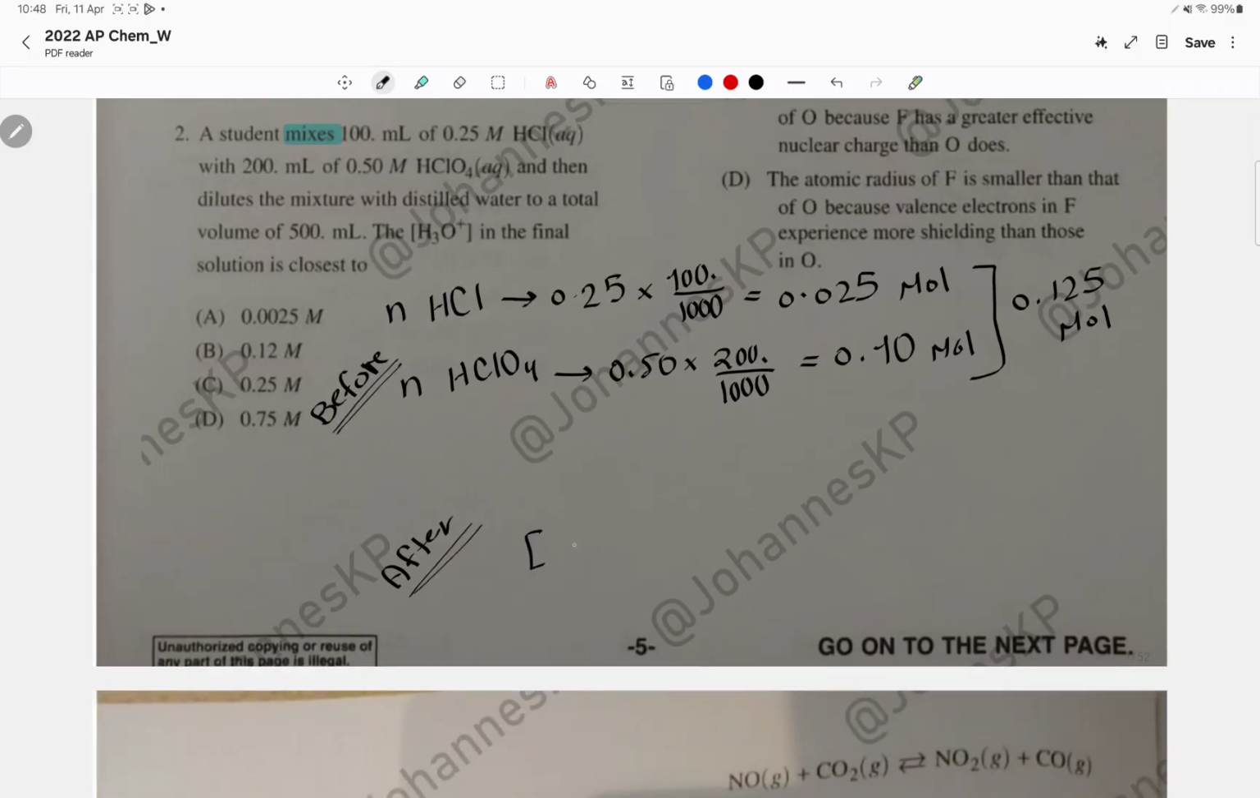Now, how about the after? You'll do the molarity of the hydronium afterwards. Just divide the moles by the combined volume, right? So now the whole volume is going to be 500, the whole thing. So divide by 0.500 to make it into liters, and you should be getting how much? Like double that? So it should be 0.250. Yeah, it should get double that. So it should be choice C.